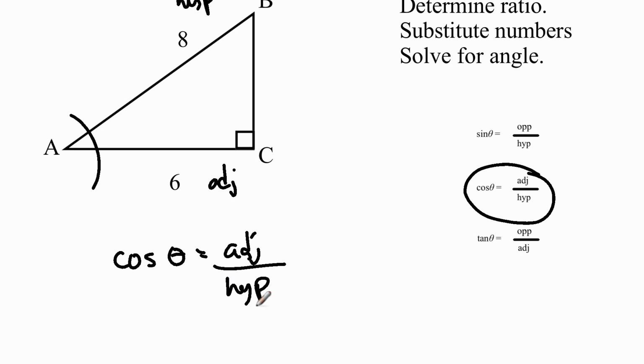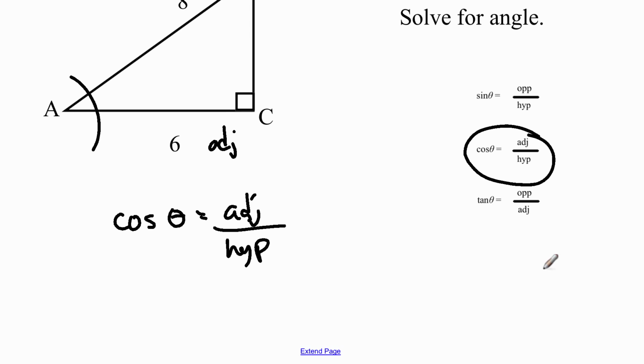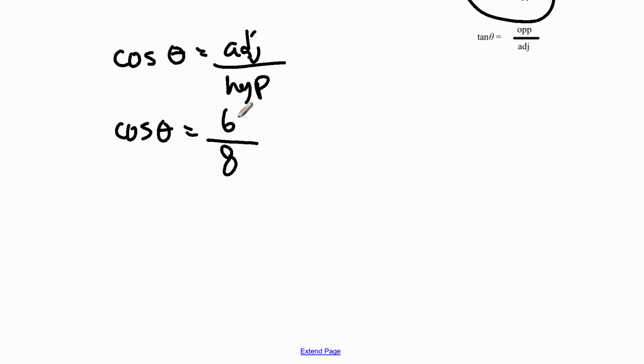I always write the formula down instead of just plugging in the numbers right away. So cos of an angle is equal to the adjacent side, which is 6, over the hypotenuse, which is 8. Okay, so now I've got an equation where I have one variable and I can solve for that. The problem with this one is that this one variable has that cosine beside it, and unless you've dealt with that before, it's sort of awkward.